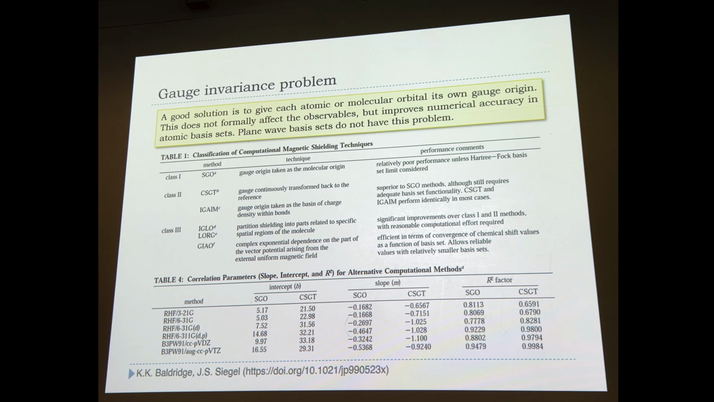And that's an example. So you've got some Hartree-Fock here and some DFT exchange correlation functional here. That's the slope and the intercept for the calculation of, I don't even remember what this is. I think it's chemical shielding of some kind. You can see both SGO and CSGT actually can be pretty awful on the slope and the intercept, and the correlation isn't terribly good. And so we do need to move to London orbitals to get anywhere systematically in such small basis sets.